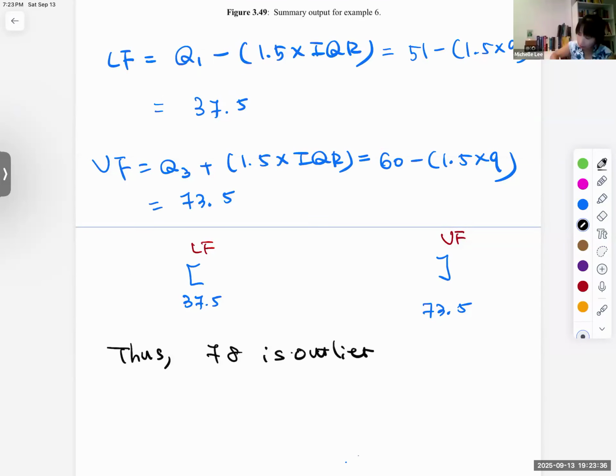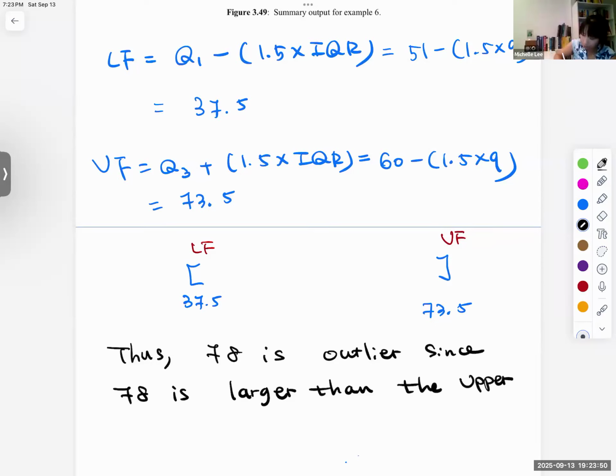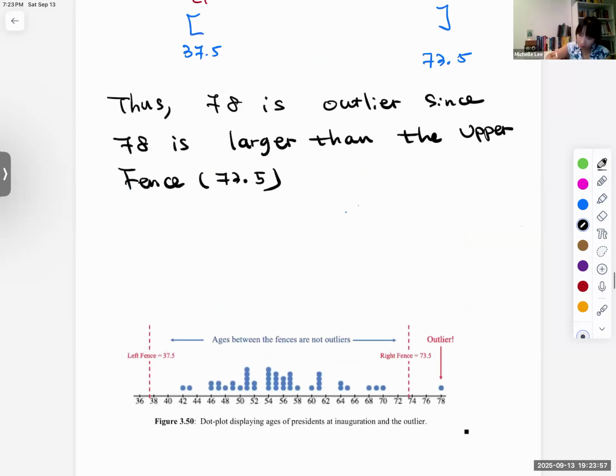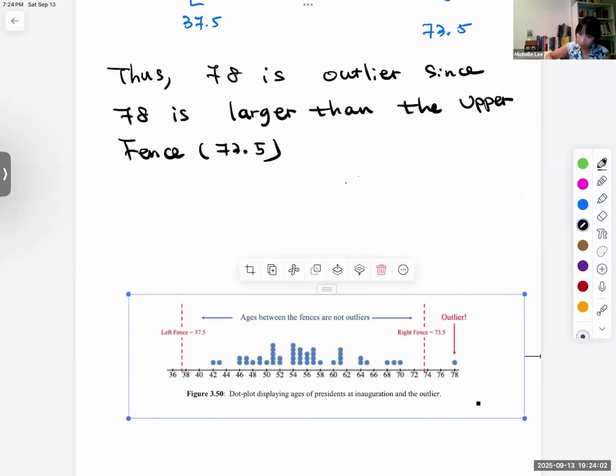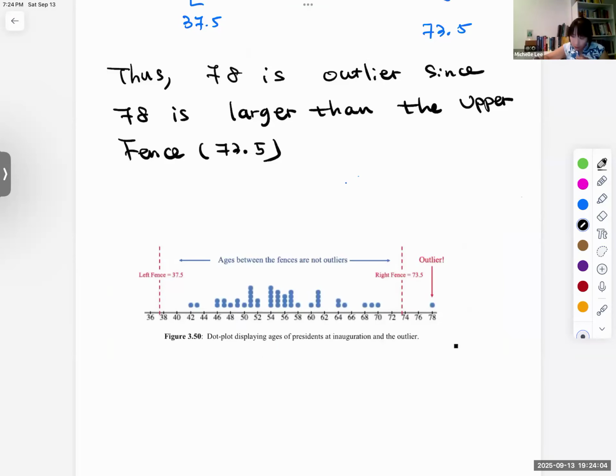Better. The outlier 78 is larger than the upper fence, which is 73.5, right? Okay, so we have a nice picture here. So 78 is the outlier, and then the lower fence and upper fence.